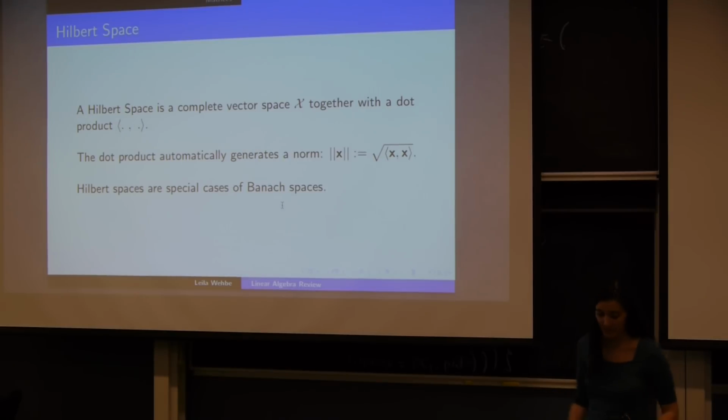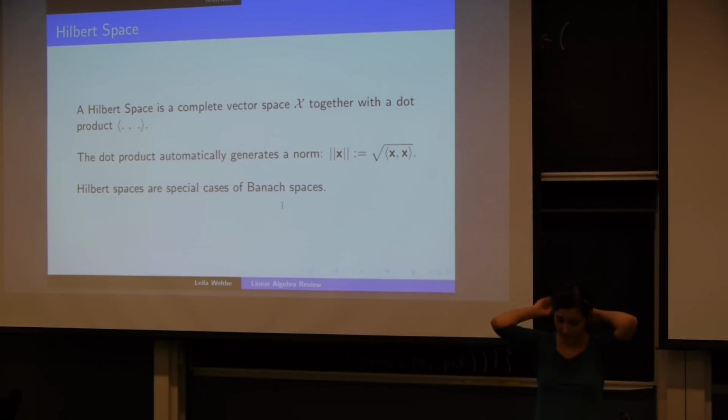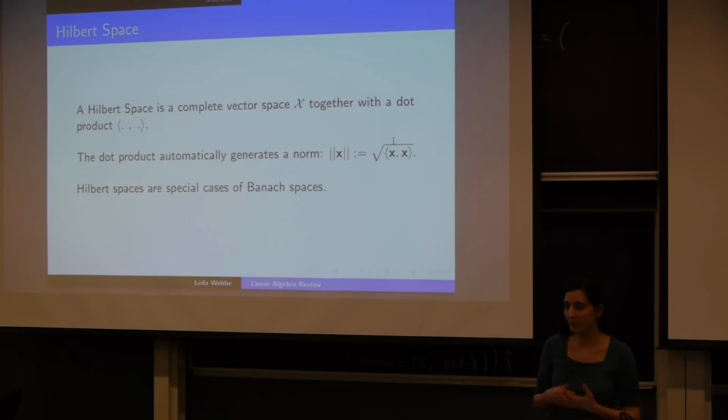So finally, Hilbert spaces. A Hilbert space is a complete vector space with a dot product. The dot product can be used to generate a norm, because the norm of x is the square root of the dot product of x with itself. And so Hilbert spaces are a special case of Banach spaces.